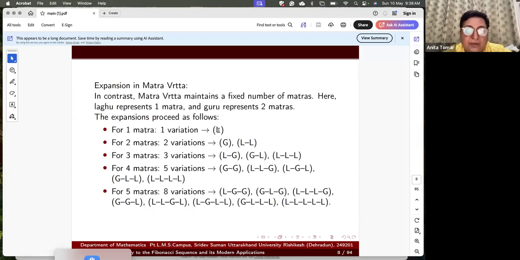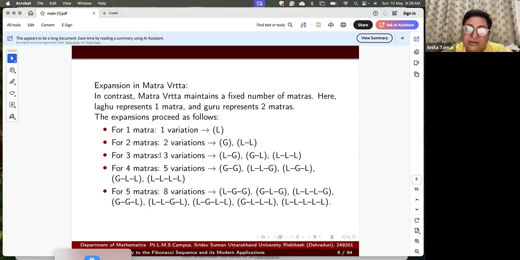Expansion in Matra Meru maintains a fixed number of matras. Here Laghu represents one matra and Guru represents two matras. So one matra means one variation, it is Laghu. Two matras means two variations. Two variations means it may be Guru, Guru means two, or it may be Laghu, Laghu, meaning one and one. Together it will be again two.